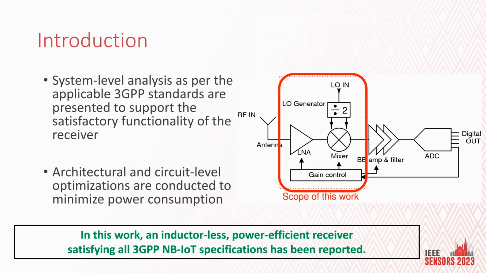This slide shows the scope of this work. Here you can see, within the demarcated red line, the different circuit blocks which make up the NB-IoT receiver. The authors have presented a system level analysis as per the 3GPP standards, and they have shown that it satisfies the functionality of the receiver. They have also shown circuit level optimizations to minimize power consumption.